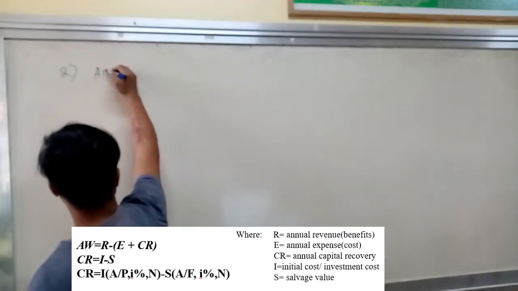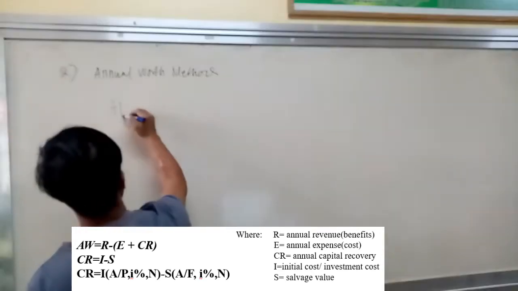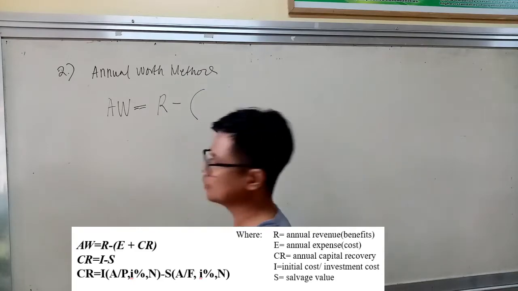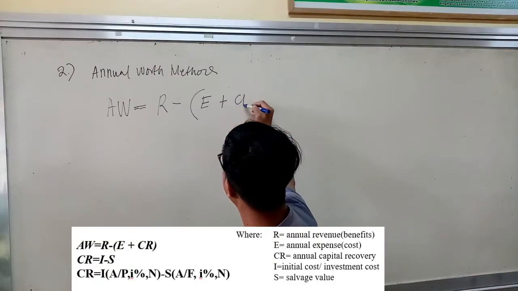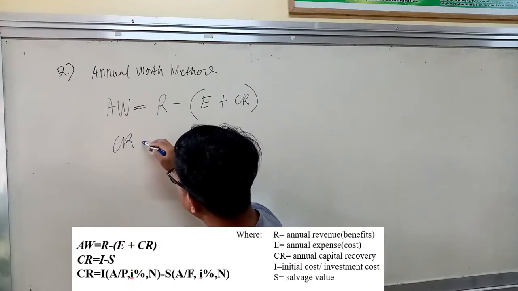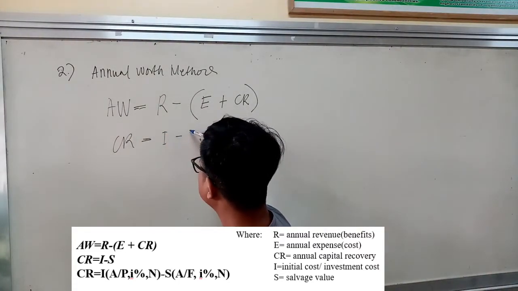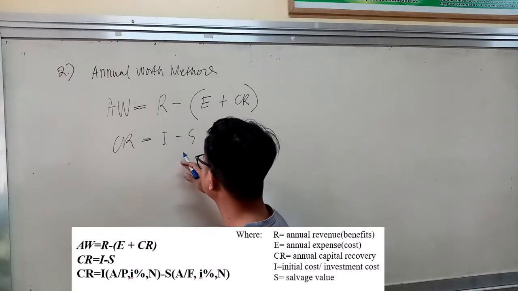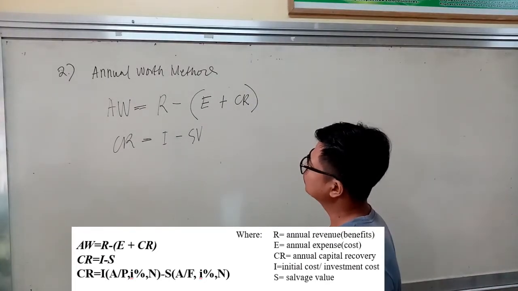Number 2, so the annual worth method. Sabi niya, annual worth is equal to the revenue, lahat ng kita, minus yung dalawang klase ng expenses natin, lahat ng expenses yan, plus yung capital recovery, okay? However, capital recovery is equal to the investment minus the salvage value. Ibig sabihin, investment, magkano yung investment at first 0, magkano naman yung salvage value at the end of the period, project period.